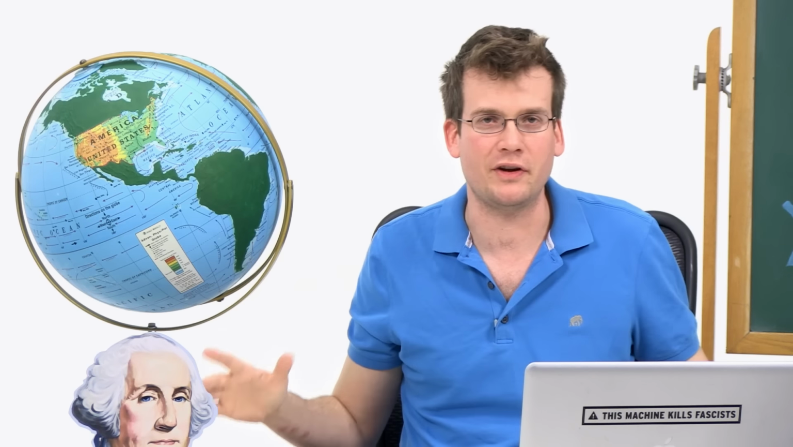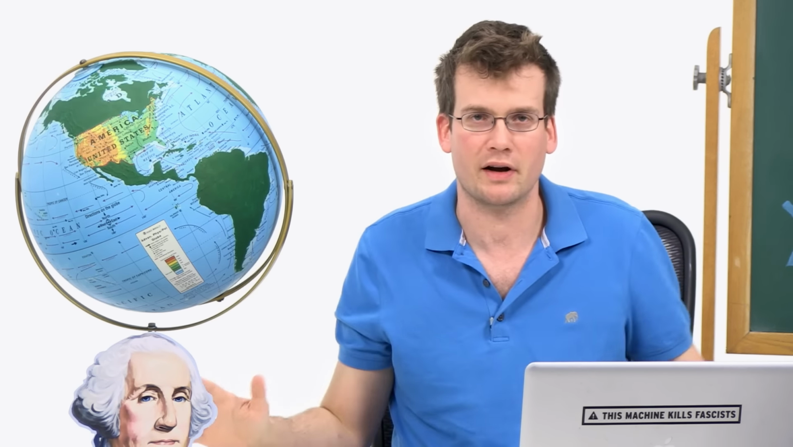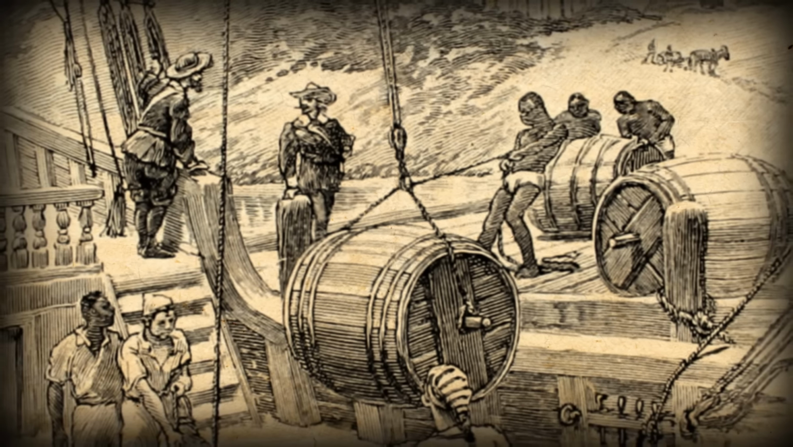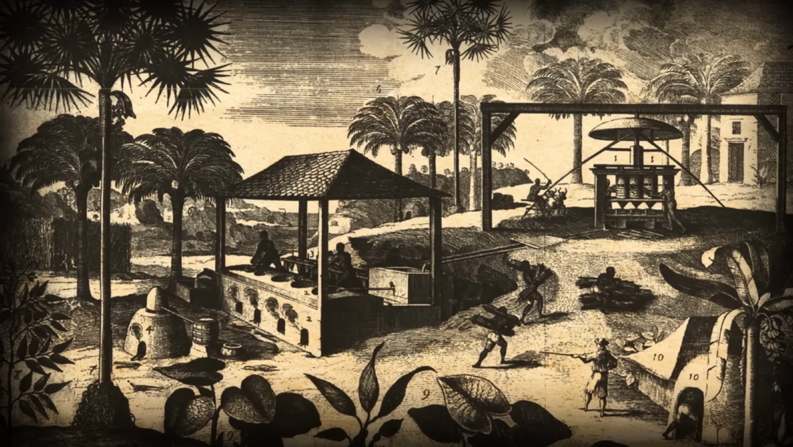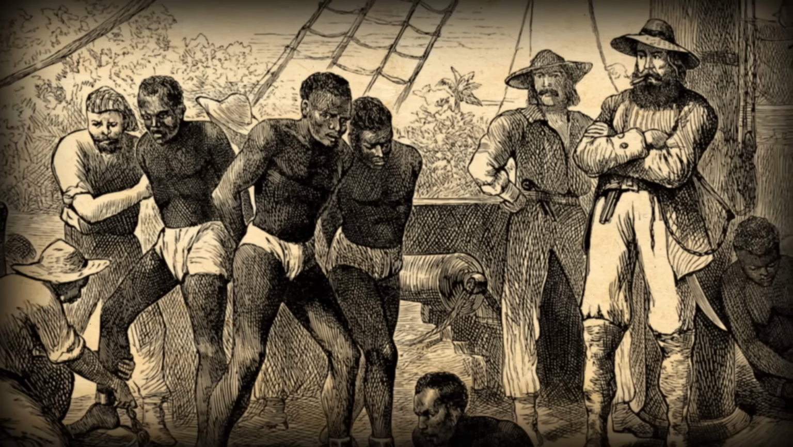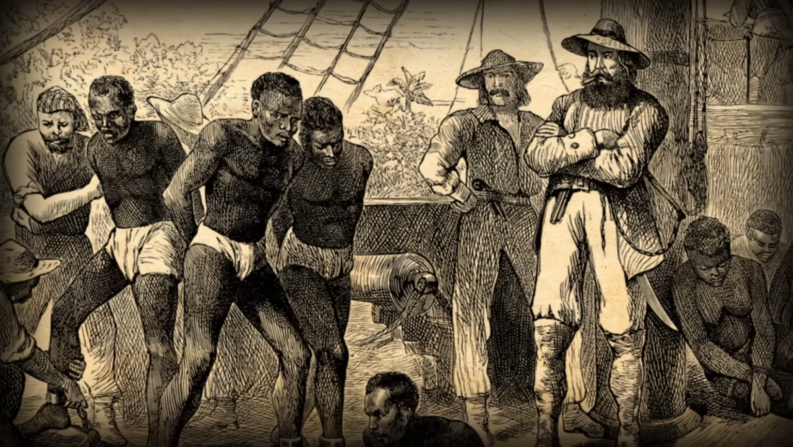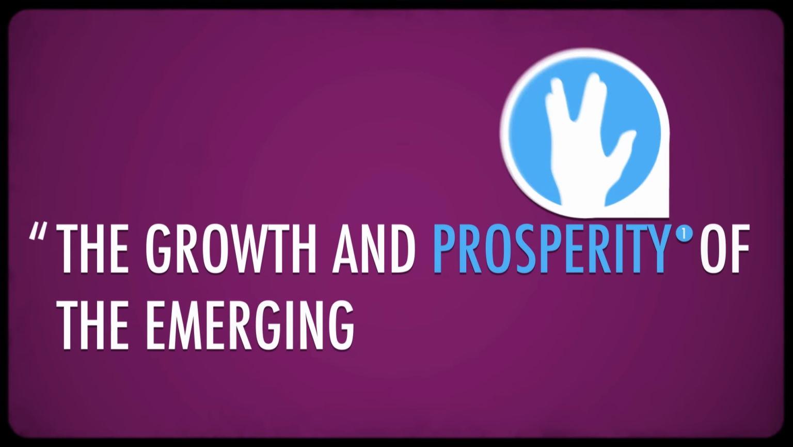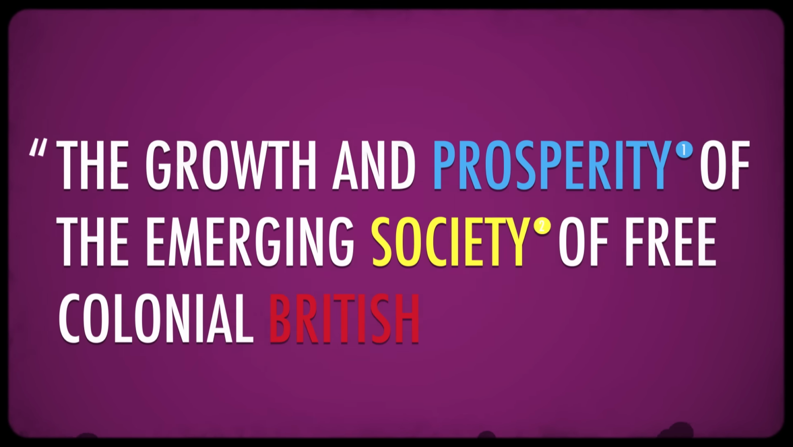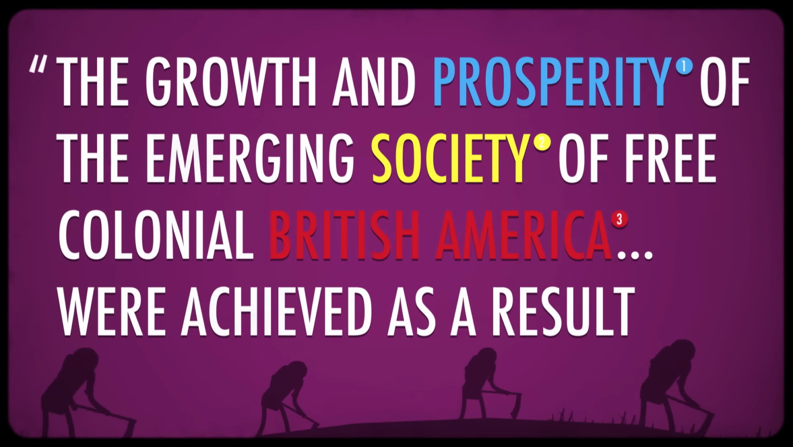By the way, it's important to understand the centrality of slavery in this colonial economy. I mean, the most important colonial trade goods were tobacco and sugar, and both of those crops relied heavily on slave labor. And slaves themselves were a key trade good in the so-called triangular trade between Europe, Africa, and the colonies. As one historian put it, the growth and prosperity of the emerging society of free colonial British America were achieved as a result of slave labor.